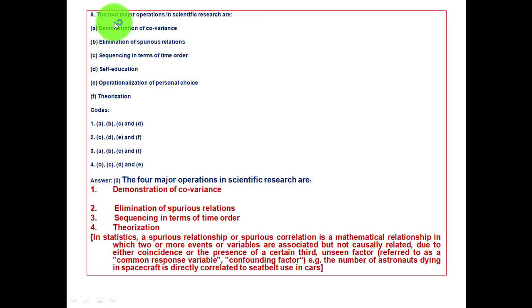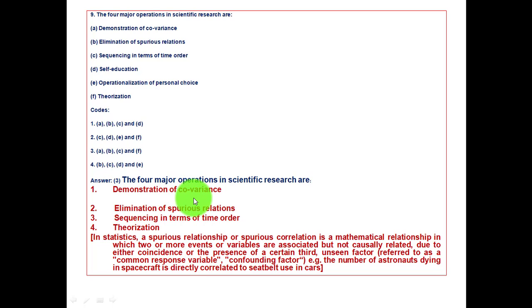Question number 9. The 4 major operations in scientific research are. So we need to find out the major operations involved in scientific research. Then I'm giving you the answer, means explanation. The 4 major operations involved in any scientific research are: first, demonstration of covariance, elimination of spurious relations, sequencing in terms of time order, then theorization.